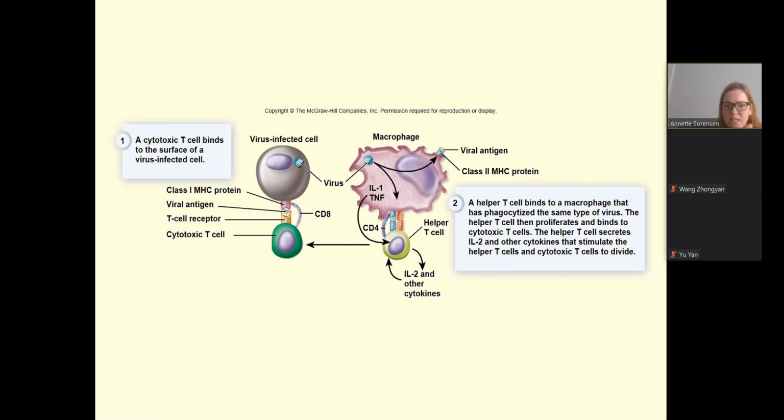Presenting it to the T cell, it binds, it proliferates, and I should have said that the macrophage makes these cytokines. It's proliferation of the T helper cell. The T helper cell secretes cytokines, IL-2 for example, and other cytokines, and these cytokines then stimulate both the T helper cell, actually, and the cytotoxic T cell to divide. So basically, we get activation of both of these cells.